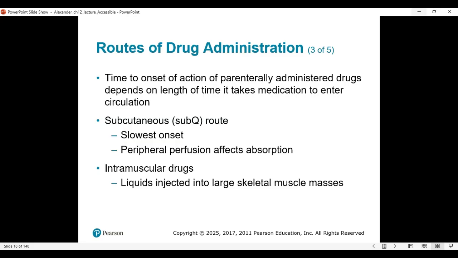So, what this means is, for example, the subcutaneous route, that's in that fatty layer, is going to be the slowest onset. It's going to take longer to absorb through all that and get into the bloodstream. And it depends on how well the peripheral perfusion is. So, if we have something like shock, or something that's causing the peripheral perfusion not to be adequate, then your absorption rate is going to be slower. Intramuscular is exactly what it says. We're injecting right into the muscle, the skeletal muscle.